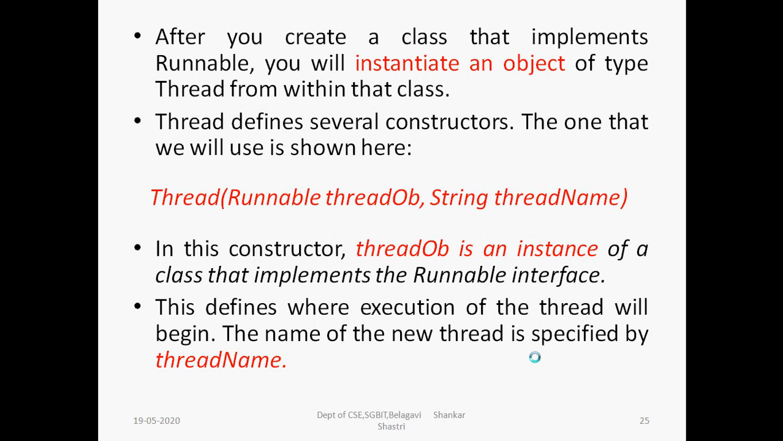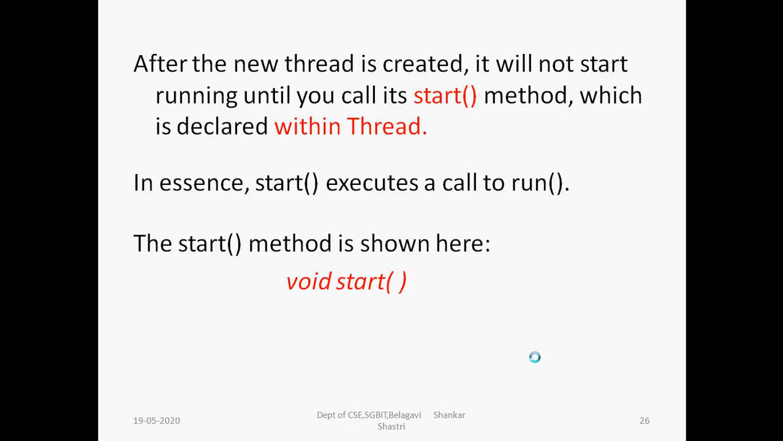Next you create the object for that class, as on slide number 25. Once you take the help of the Runnable interface, you create the thread object: Runnable threadOb, where Runnable is a keyword and threadOb is your own object, and you assign any value for the name, String threadName. In this constructor, threadOb is an instance of a class, an object of type Thread, and threadName is any user-defined value.